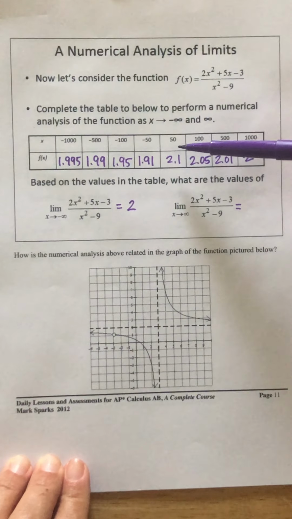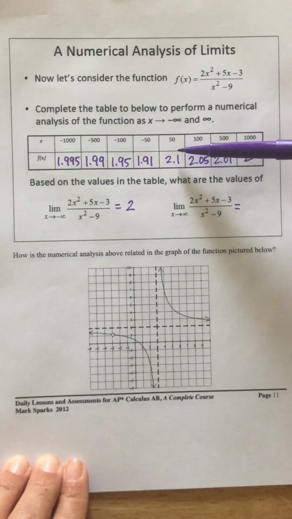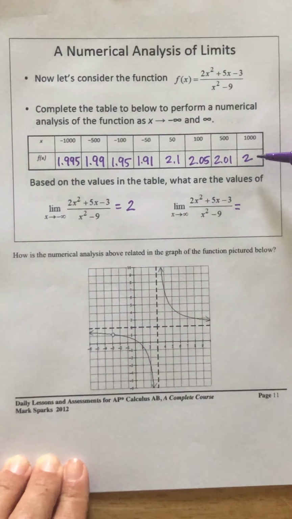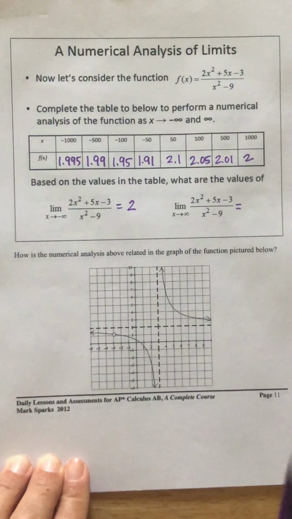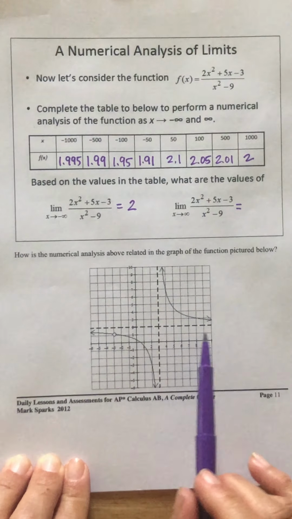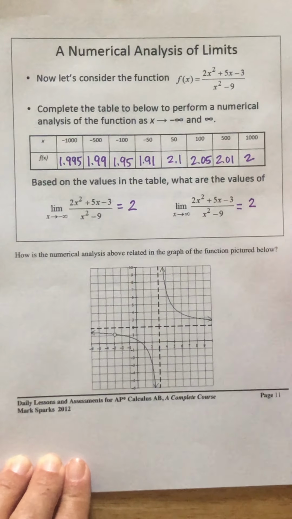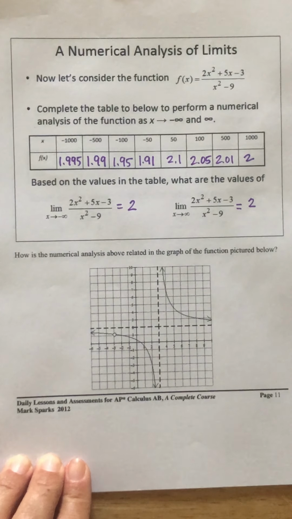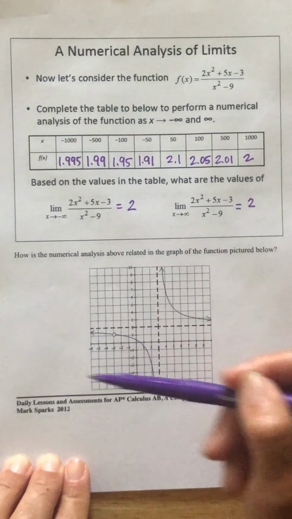Now, as x is getting to positive infinity, so as x is getting bigger, look, I started at 2.1, and then I went 2.05, a little less, but at 1,000 it hit 2. So keep in mind, it's not going to exactly hit 2 because there is an asymptote that's like an electric fence, but the limit is going to 2. Okay? So how is that numerical analysis? How does this relate to this graph?